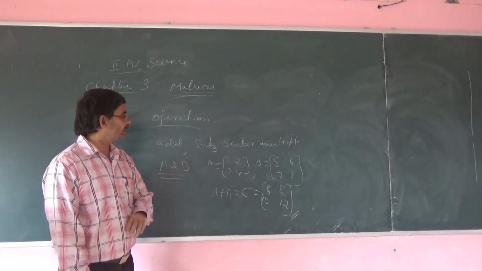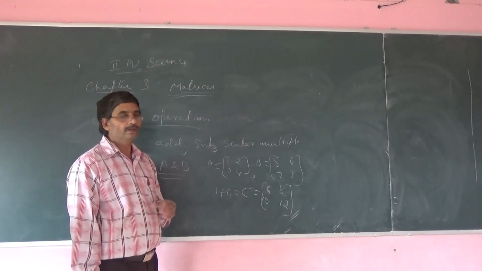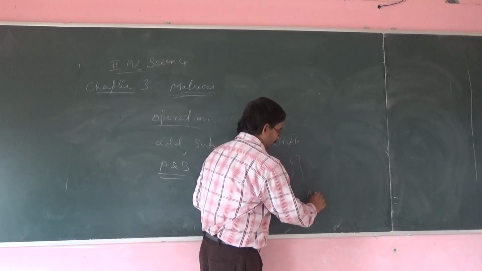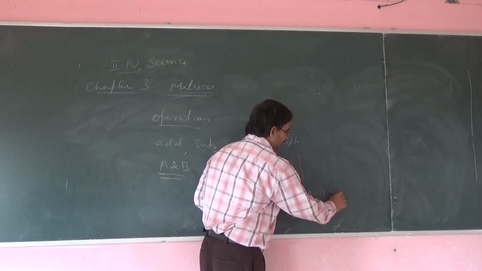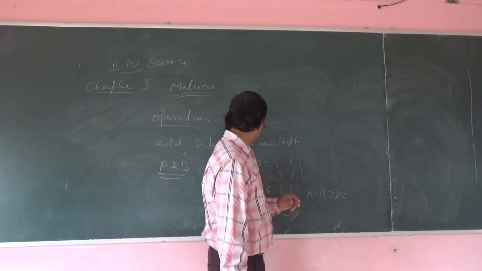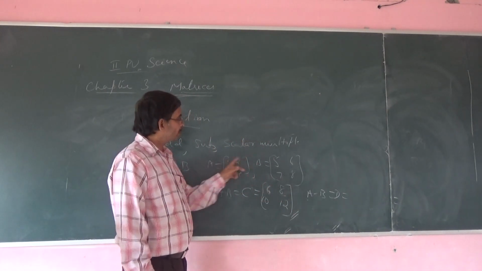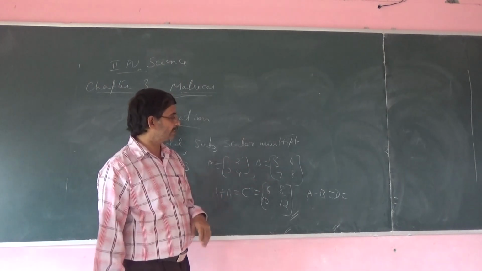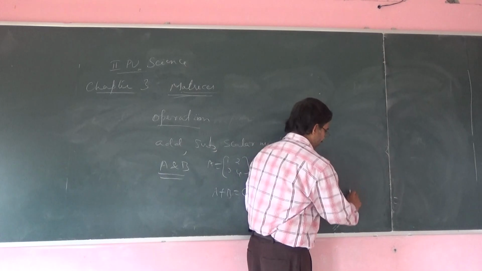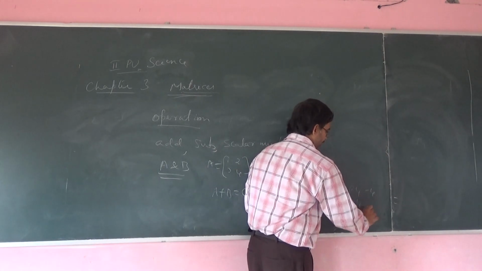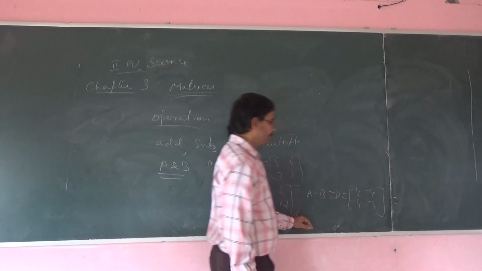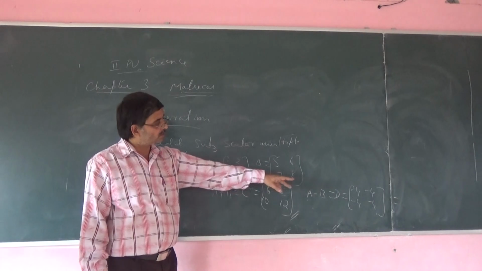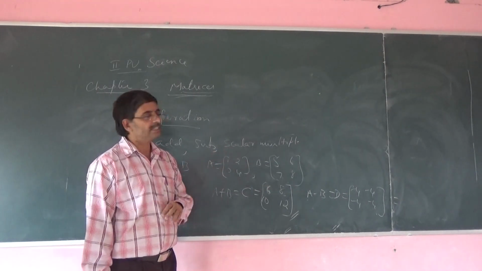What about subtraction? You can do A minus B or B minus A. Either way you can do it. What is A minus B? If I call it D, some other matrix. A minus B means 1 minus 5, 2 minus 6, 3 minus 7, 4 minus 8. All will be minus 4. So this is A minus B. So this is addition and subtraction.